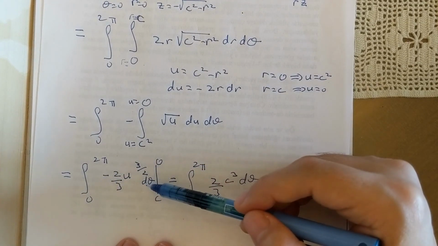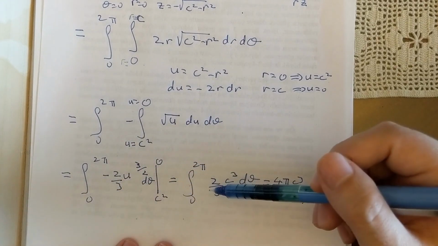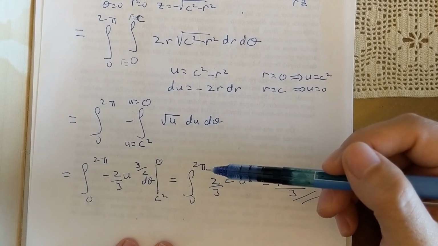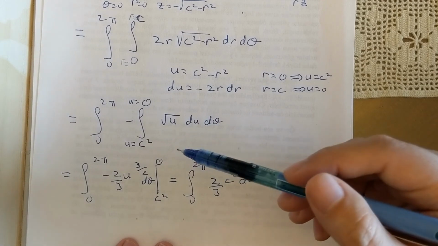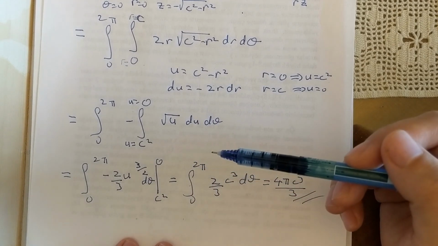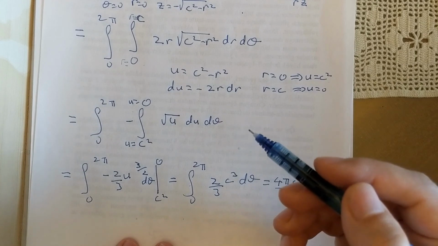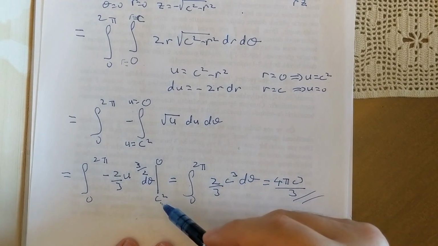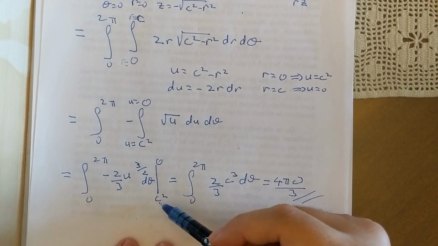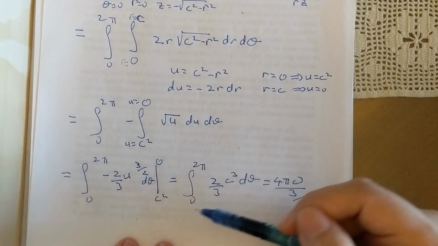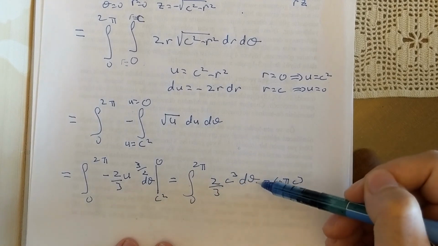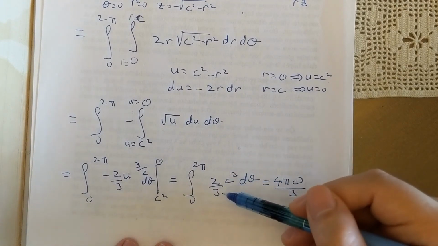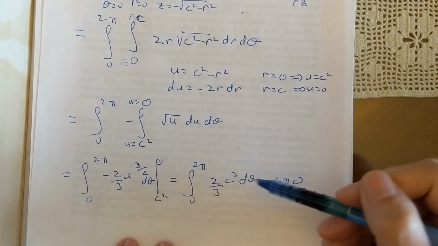So now we have to do the d theta from 0 to 2 pi. And you integrate that. Hold on, sorry, u to the 3/2, we didn't evaluate it yet. Yeah, it's c squared to 0. So plug that in, we get 2/3 c cubed d theta. And from 0 to 2 pi, it's going to be 2/3 c cubed theta.